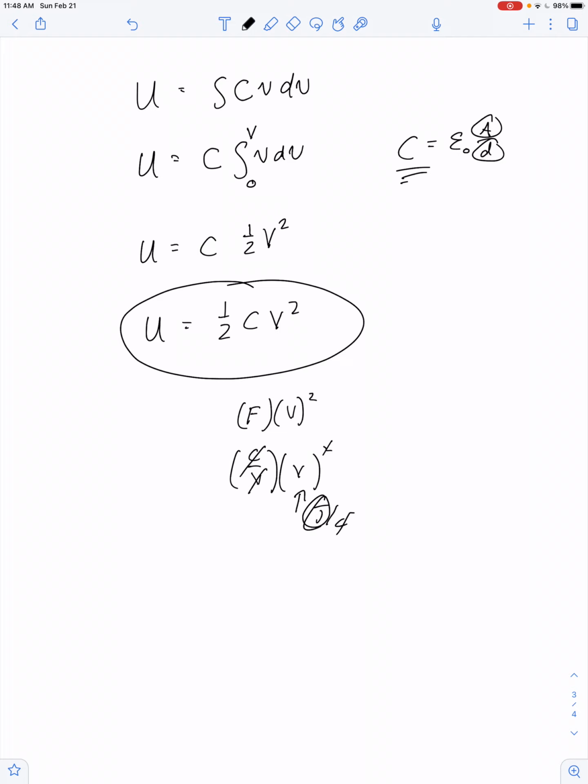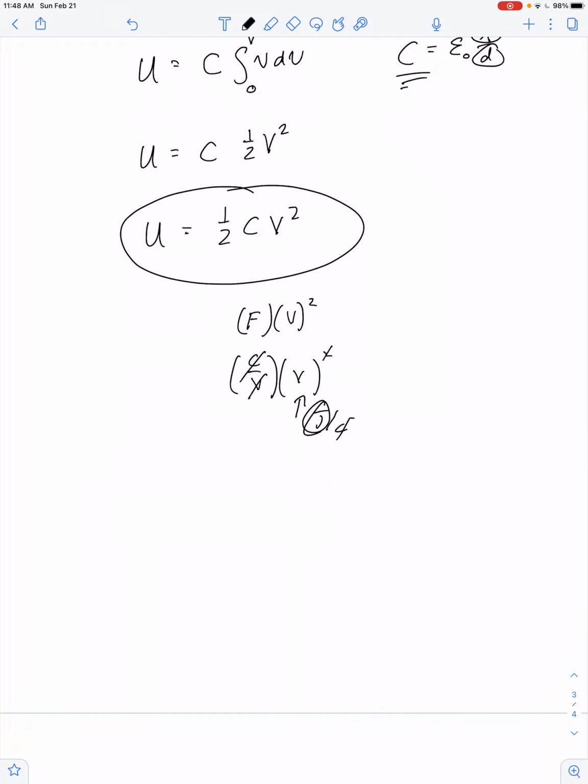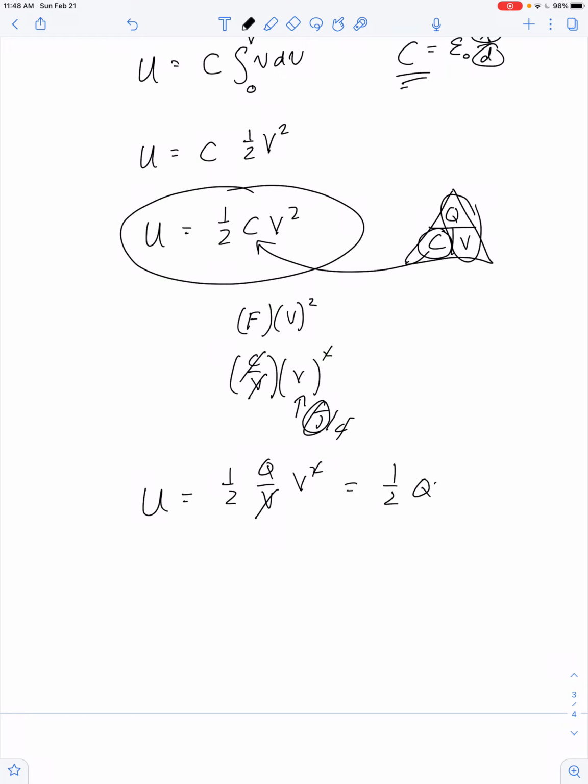That's satisfying. There's actually 3 forms for the equation for potential energy because we can make substitutions. For example, we can substitute away the C from this equation and replace it with Q over V. So then we would get potential energy is 1/2 times Q over V times V squared, or in other words, 1/2 QV.